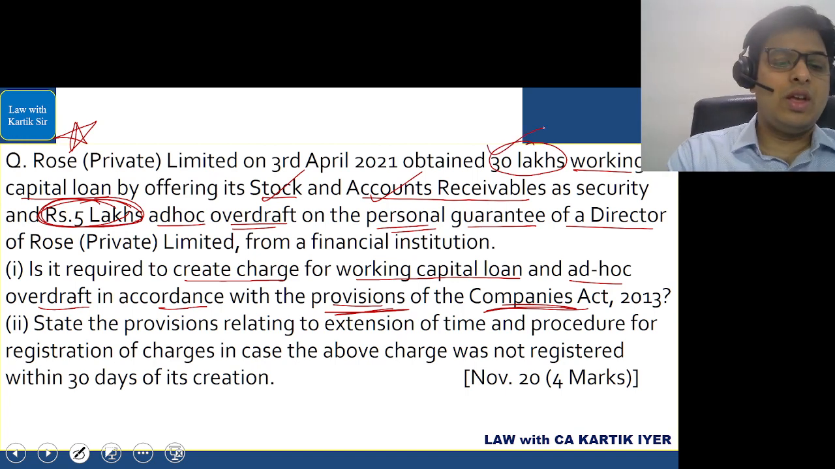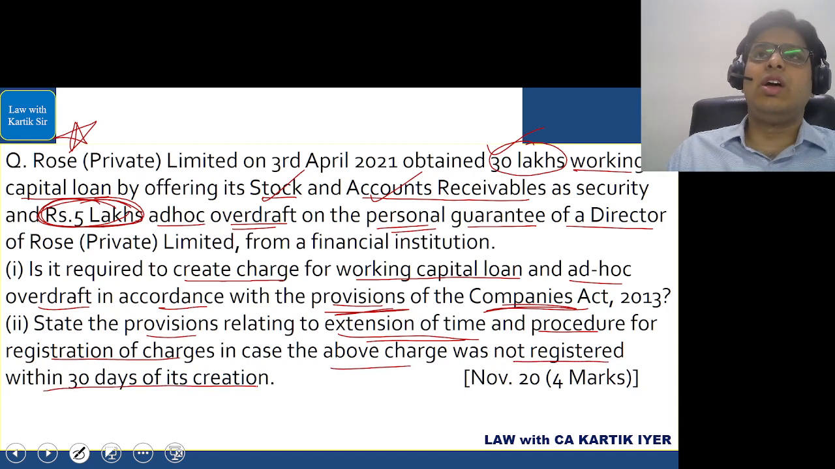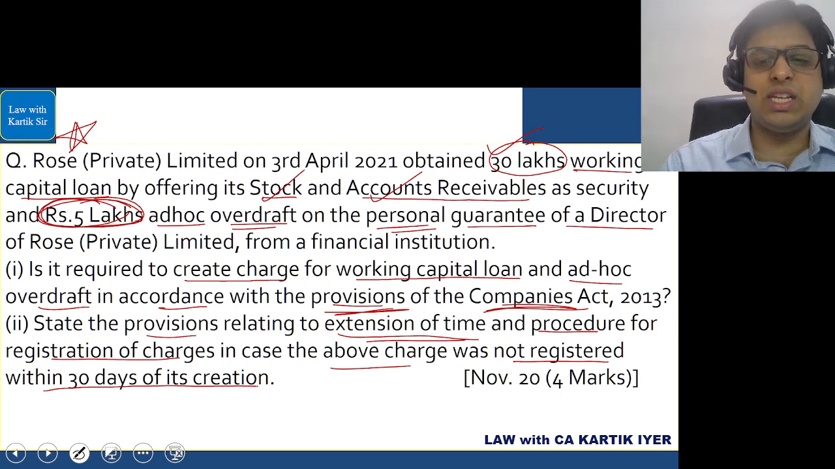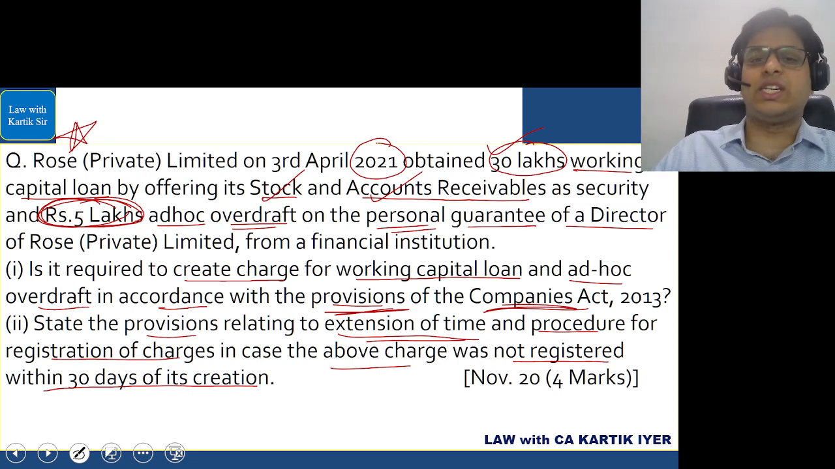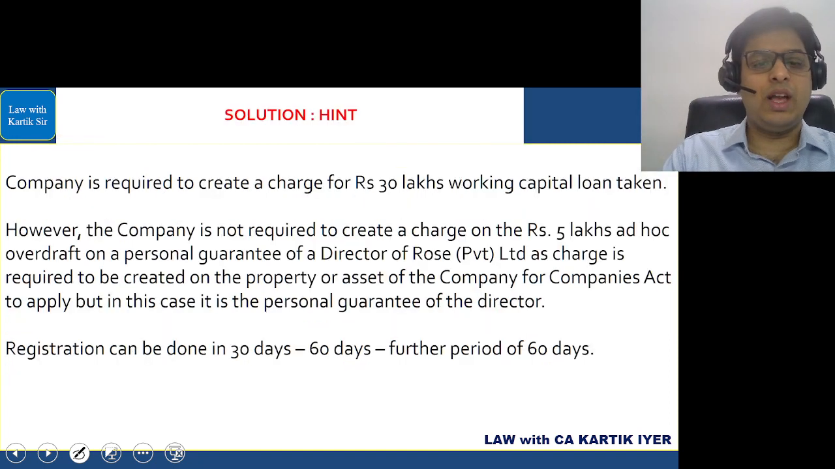Okay. State the provisions relating to extension of time and procedure for registration of charges in case the above charge was not registered within the 30 days of its creation. So you know very well, if it is not registered within the 30 days, it should be registered within 60 days. So you can see the year here 2021. So it is after the commencement of Companies Amendment Ordinance 2019. So you will write 60 days from the charge creation date, and if not done in those 60 days also, then further period of 60 days along with ad valorem fees. Comfortable? Okay.